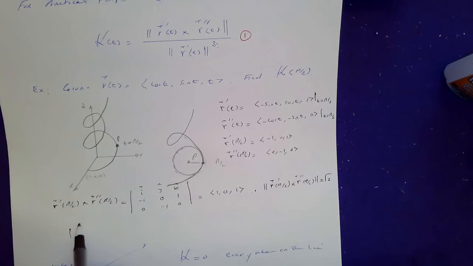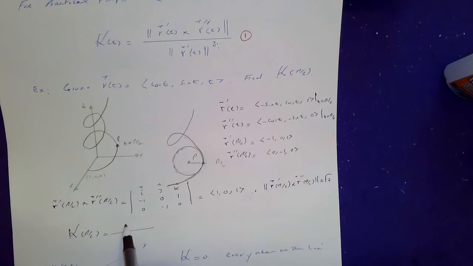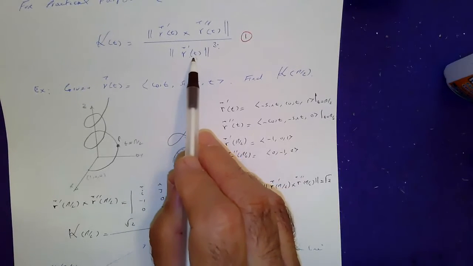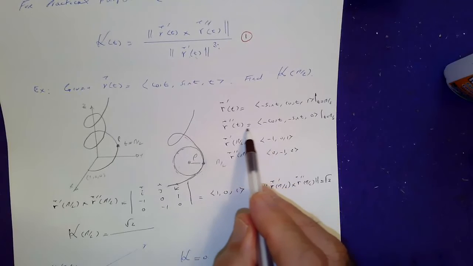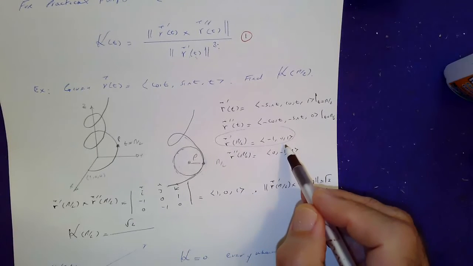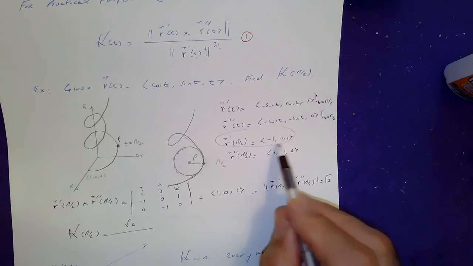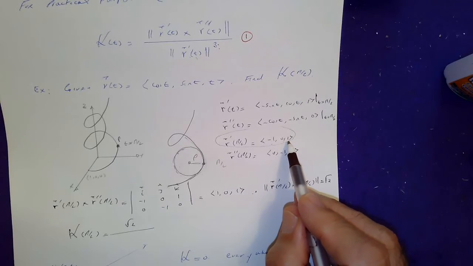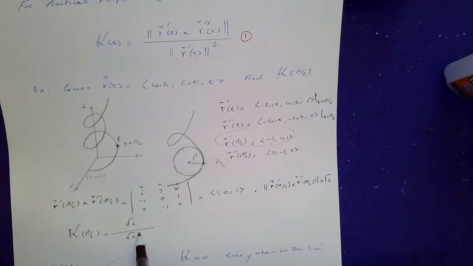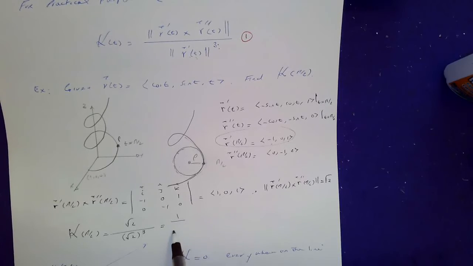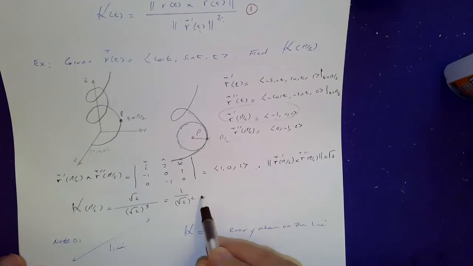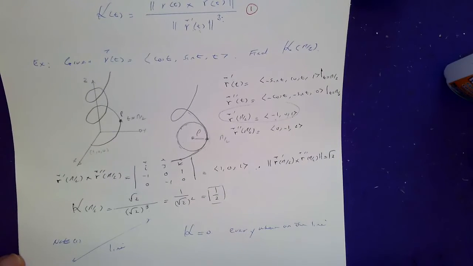So the curvature at pi over 2 equals the magnitude of this cross product, which is the square root of 2, divided by the magnitude of r prime, which is this guy right here. And the magnitude of that guy is what? Square root of negative 1 squared, 0 squared, plus 1 squared, which is still the square root of 2, but I have to raise it to the power of 3. So when I do, I get 1 over what? Square root of 2 squared. One of these guys cancels one of those guys. And lo and behold, you get 1/2.